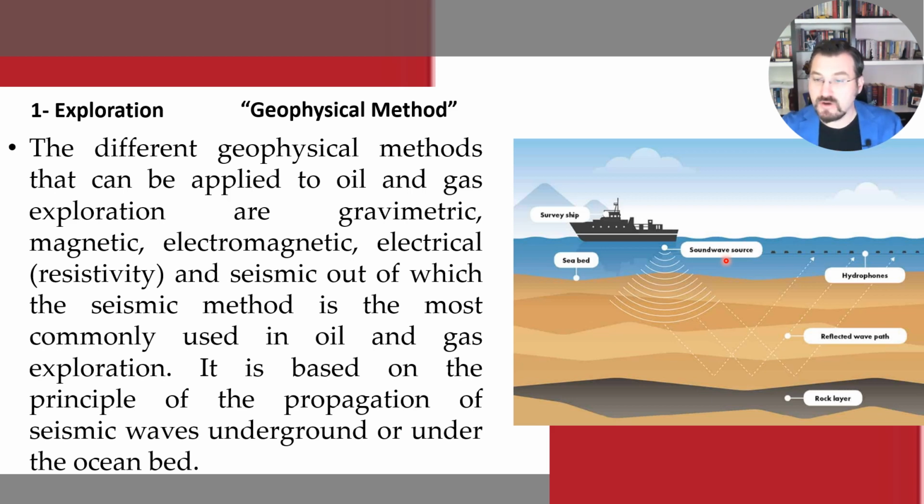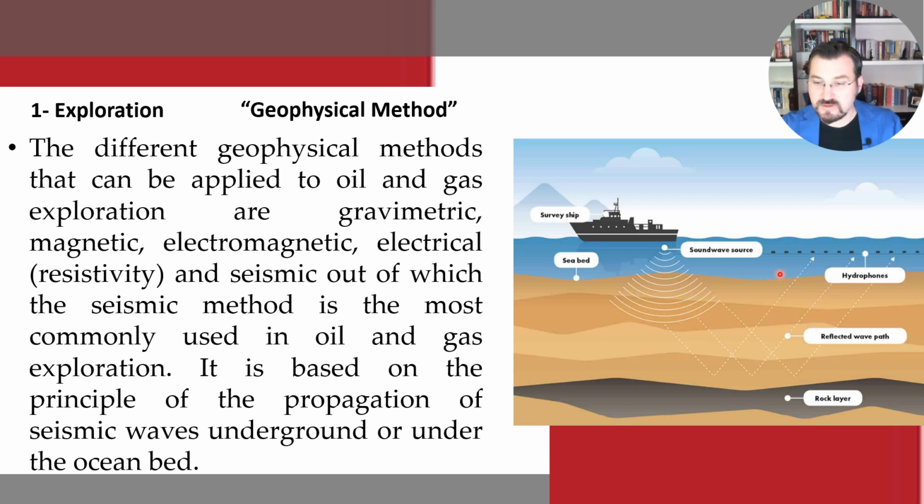Okay, so you can see it in the figure. The ship is sending sound waves from a sound wave source. The sound waves reach the seabed and pass through the seabed into the ground, through to the rock layers, and then they are reflected from each rock layer differently.